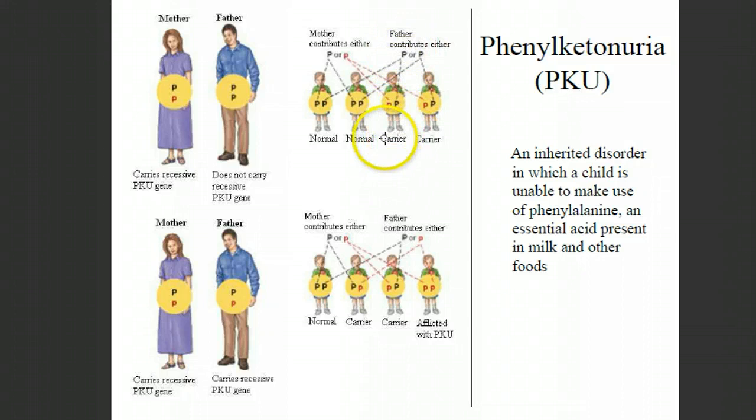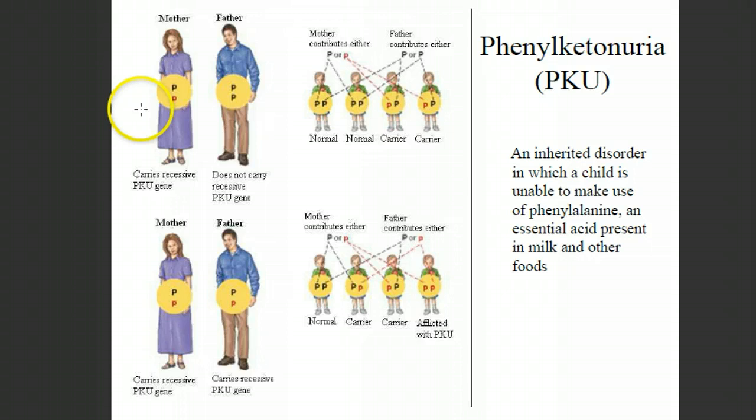That child is a carrier. Carrier meaning that the child does not display the phenotype of one who cannot make use of phenylalanine, but the child has that, if you will, that bad gene within his genetics. And the other child could get the recessive gene from mom and the other dominant gene from dad, in which case that child's a carrier.